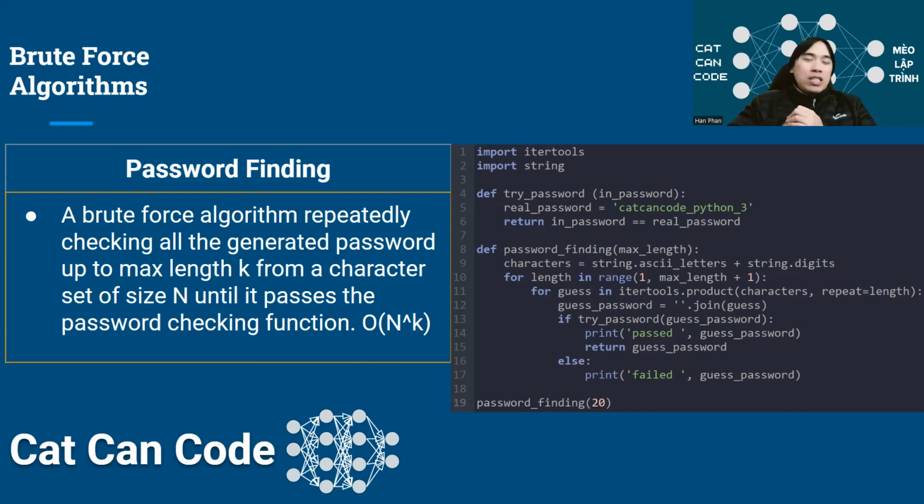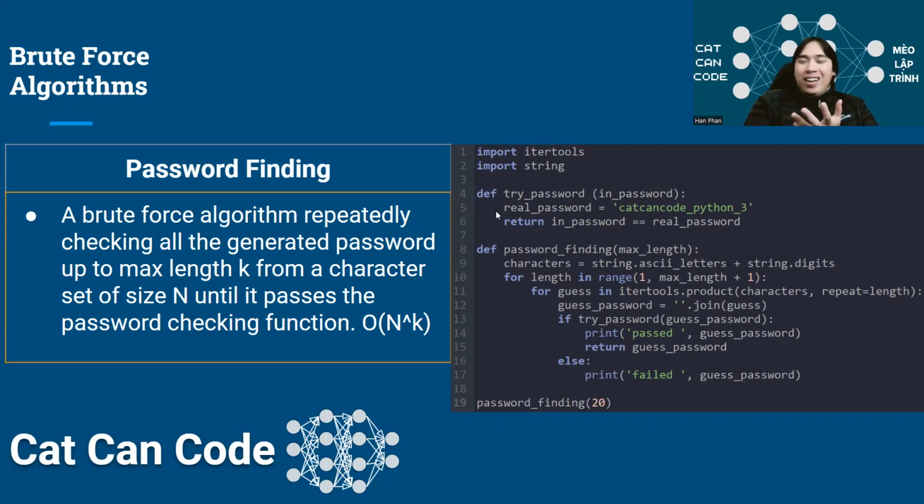So this password finding algorithm is a brute force algorithm, repeatedly checking all the generated passwords up to max length K from a character set of size n until one passes the password checking function. The complexity of this algorithm is extremely expensive. It's O(n) to the power of K, so it's exponential, and it's really expensive. Well, it's lucky that this simple brute force algorithm is expensive and very time consuming. Otherwise, we would be in big trouble.